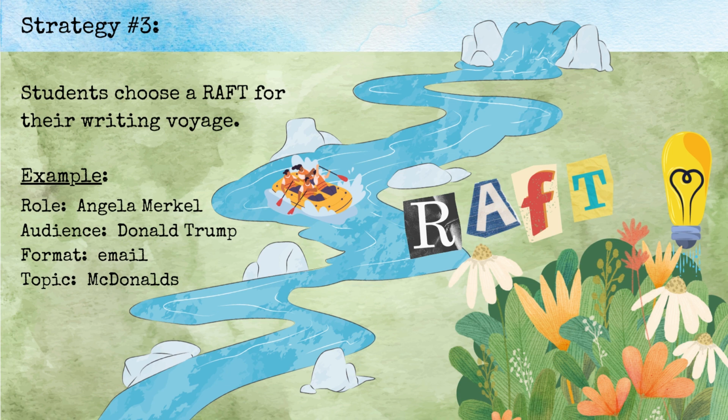Literacy strategy number 3: RAFT perspective writing. RAFT stands for Role, Audience, Format, and Topic. Students write from a specific perspective for a specific audience in a specified format about a specific topic. The teacher can create a variety of rafts for students to decide between. If I choose the example on the screen, I would write from the perspective of Angela Merkel to Donald Trump via email about McDonald's. This strategy also offers opportunities for collaboration among students who choose the same raft.